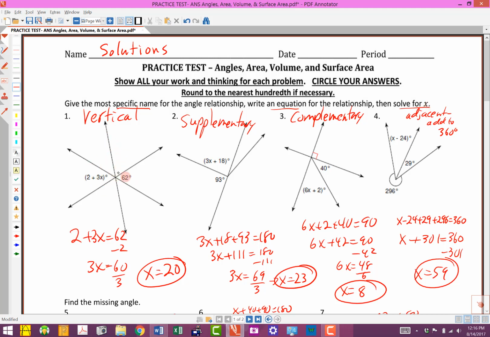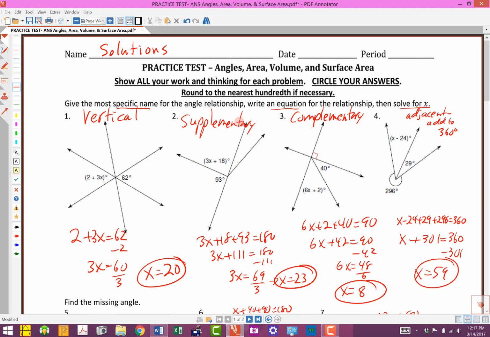These are vertical angles because they're formed by two intersecting lines. So we give the name vertical. That's as specific a name as we can give for that. Remember, vertical angles are always congruent, so we're going to take this angle, which is 2 plus 3x, and set it to that angle, which is 62. And then we start solving this. So I'm going to move the 2 to the other side. By subtracting 2, we get 3x equals 60. Get the x completely by itself by dividing by 3, and we end up with x equals 20.